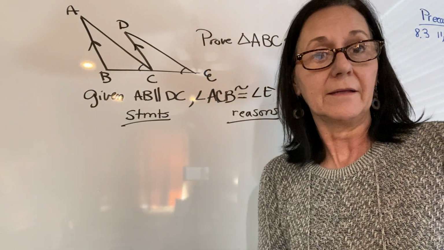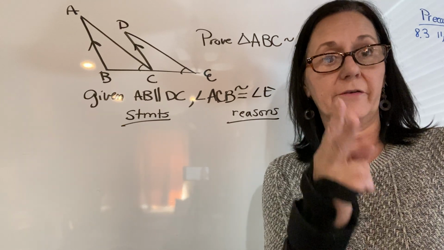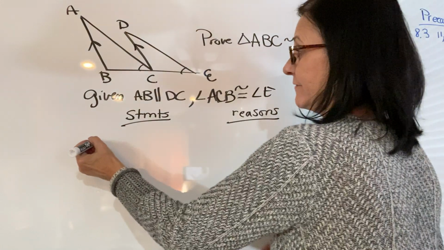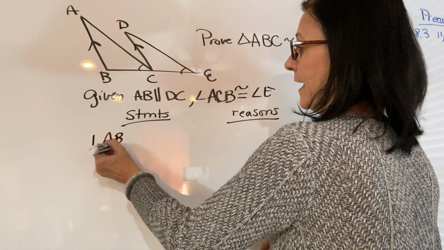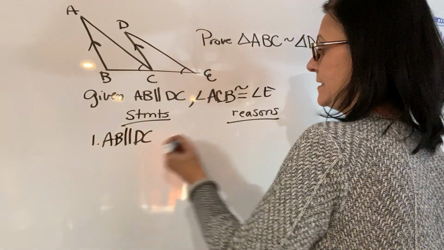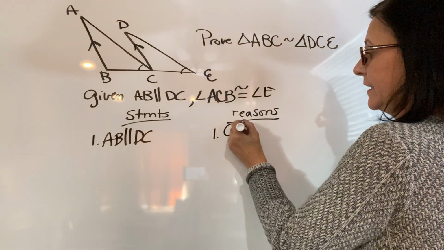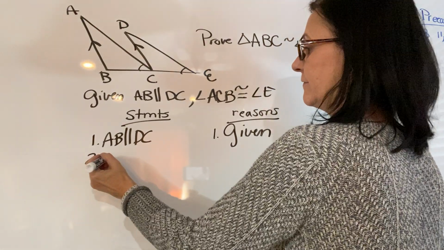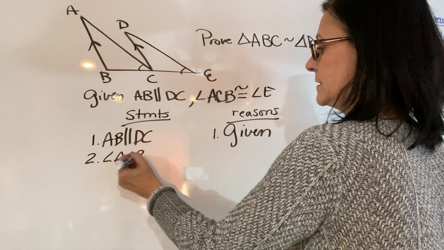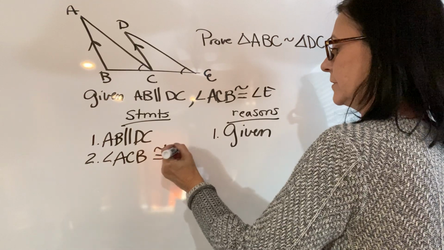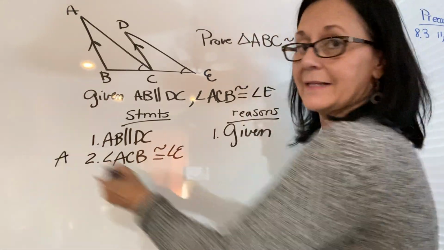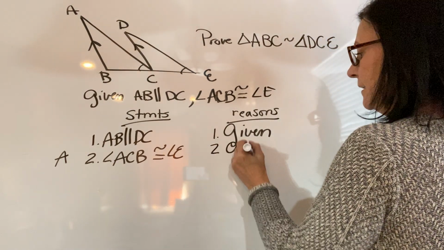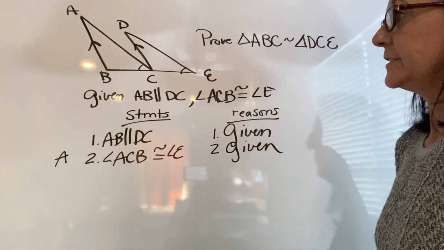In order to prove that, I need two angles that are equal. So I'm looking for angle, angle. Well, I'm going to write my given statements, right? AB parallel to DC. Why? Given. Always write your given statements. Angle ACB congruent to angle E. That's an angle. I only need one more angle.